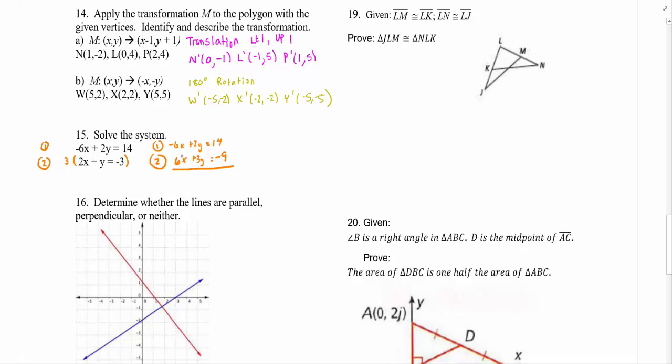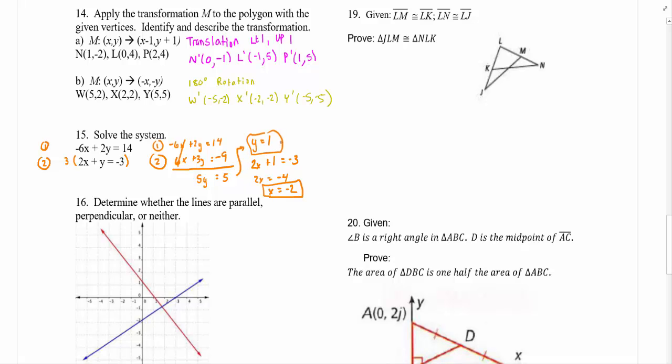I'm going to add these equations. These are going to cancel. I'm going to get 5y equals 14 minus 9, so that's going to give you 5. So it looks like we get y equals 1. Now if y is 1, you can find x, because 2x plus 1 equals negative 3. So I'm going to go 2x equals negative 4, so x is negative 2.